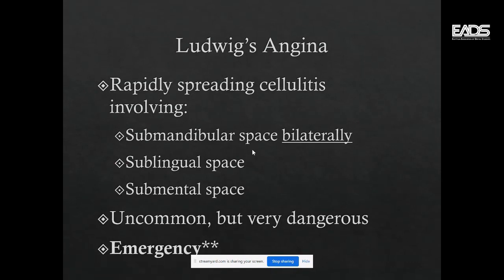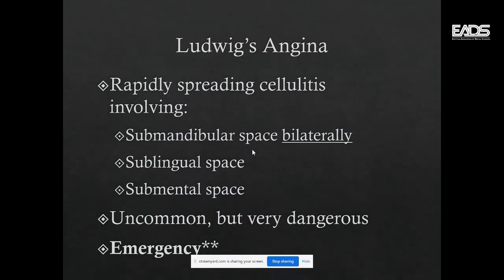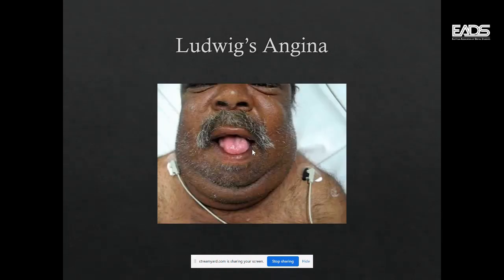So this is another type of odontogenic infection, Ludwig angina, a rapidly spreading cellulitis involving the submandibular space bilaterally, the sublingual space and the submental space. It is uncommon but very dangerous, and it is usually an emergency. As you can see, it involves three spaces: the sublingual, submental, and submandibular spaces bilaterally, and it is also characterized by a lifted tongue and a swollen mandible. You cannot bilaterally palpate the border of the mandible.